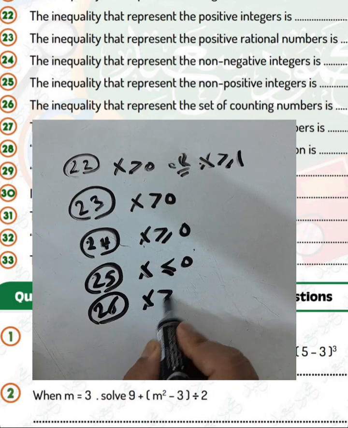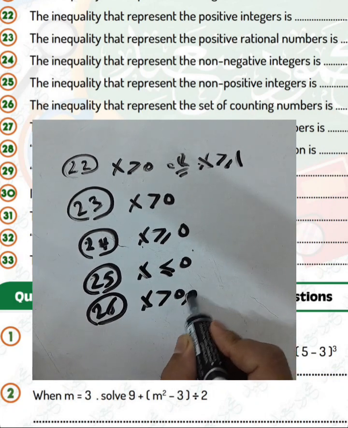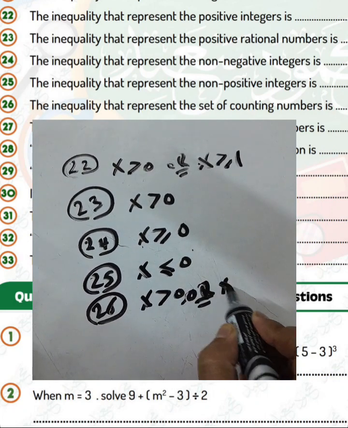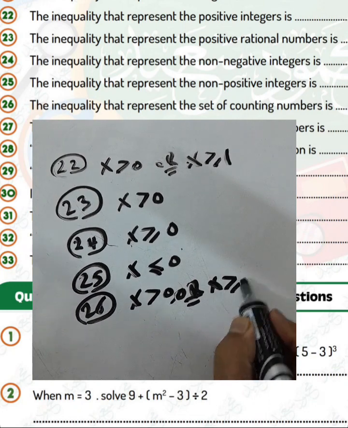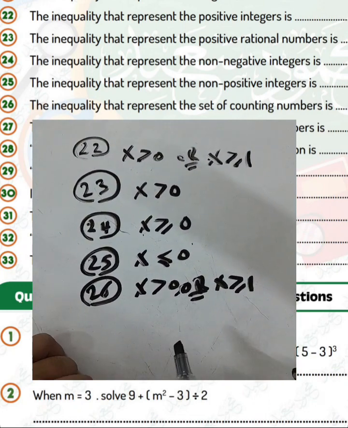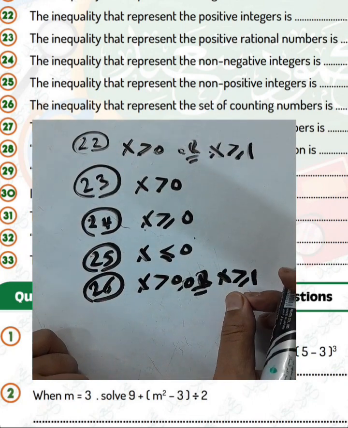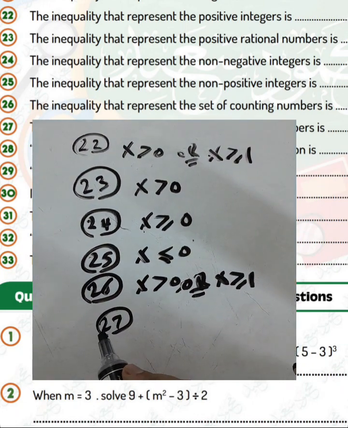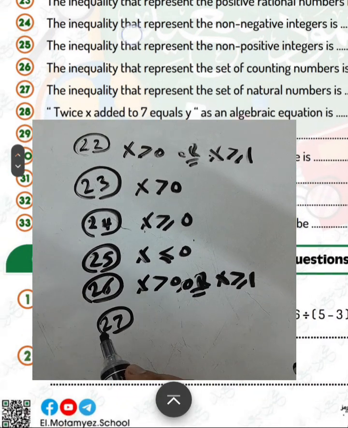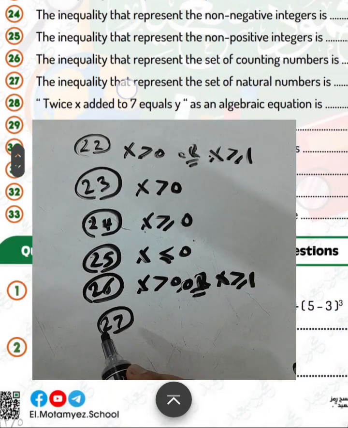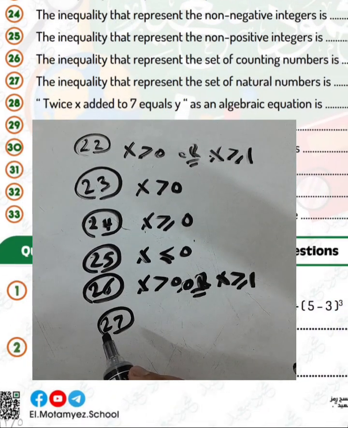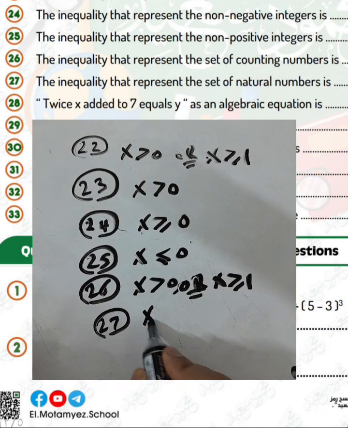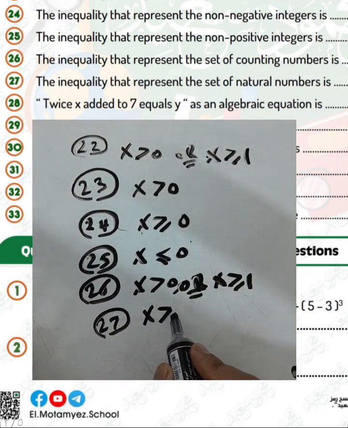Question 26, the inequality that represents the set of counting numbers beginning by 1, we can write x greater than 0, or we can write x greater than or equal to 1. Counting numbers begin by 1. Okay, question 27. The inequality that represents the set of natural numbers. Natural numbers begin by 0. X greater than or equal to 0.